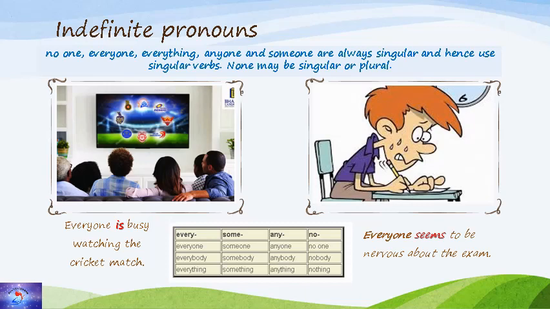For example, everyone is busy watching the cricket match. The singular form of verb is used here. In the same way, everyone seems to be nervous about the exam. So here again, you are using the singular form of verb.